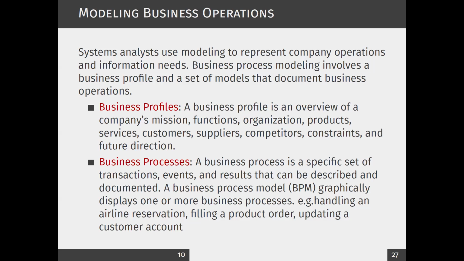So system analysis uses different modeling to represent company operations and information. Assuming we want to build an information system for the university, right? You need to first understand what information you need. So business process modeling involves a business profile and a set of models that document business operations. So what do you mean by business process?